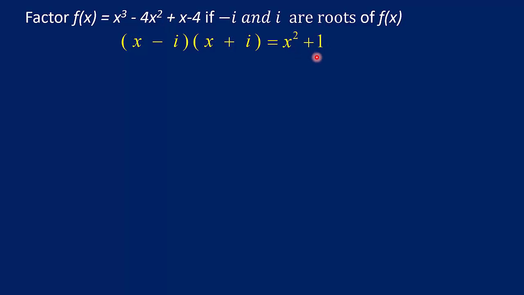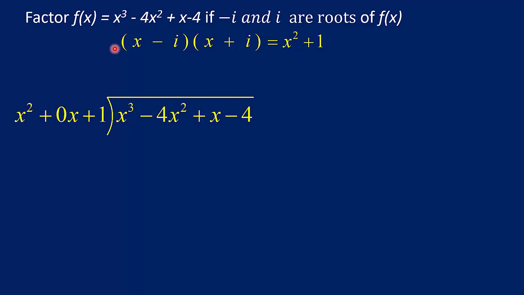Now, this right here represents these two factors multiplied together. What I want to do is find the other factor by dividing this into the polynomial this way. Now notice, I've got x squared plus 1. I don't want to skip terms, so I've got x squared plus 0x plus 1. This way everything will line up nicely. And then I want to divide that into x cubed minus 4x squared plus x minus 4.